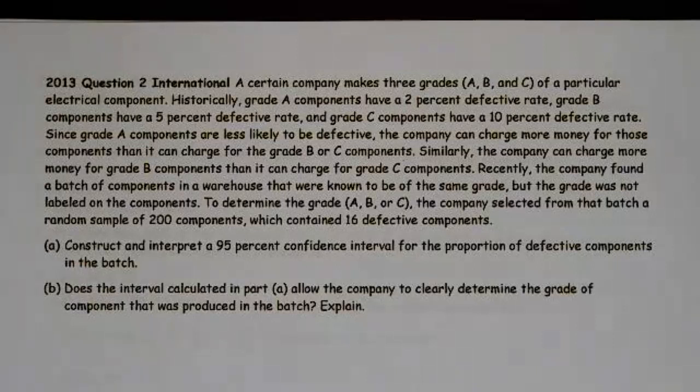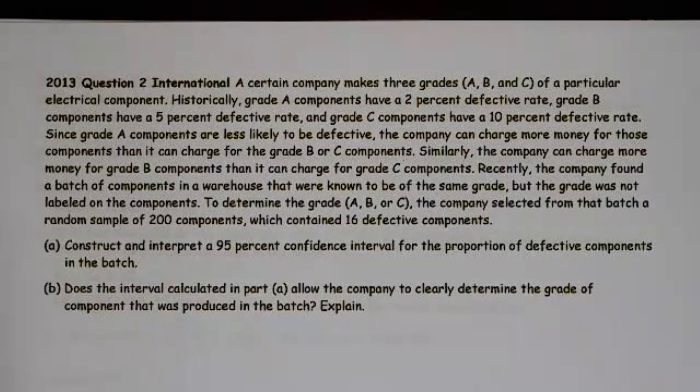A certain company makes 3 grades of components, A, B, and C, of a particular component. Historically, grade A have a 2% defective rate, grade B has a 5% defective rate, and grade C has a 10% defective rate. Since grade A components are less likely to be defective, the company can charge more money for those components than it can charge for grade B or C. Similarly, the company can charge more money for grade B than it can charge for grade C.